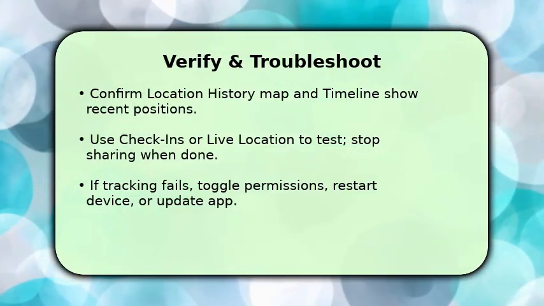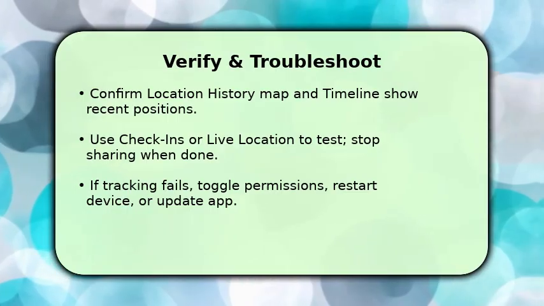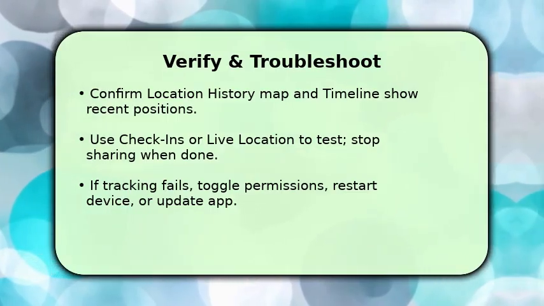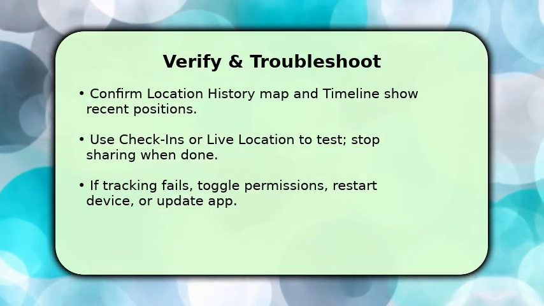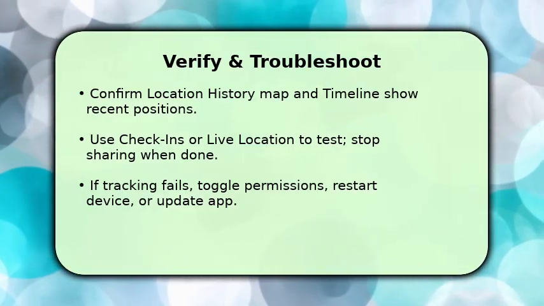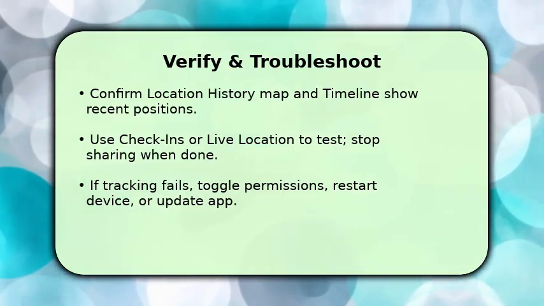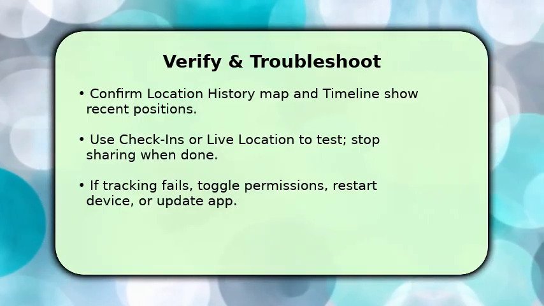Open your profile, tap Timeline or Location History map to inspect entries. Test tracking with a check-in or live location share to confirm updates. When finished, turn off sharing or delete specific locations to stop tracking.